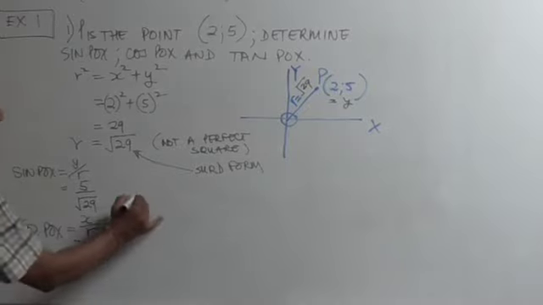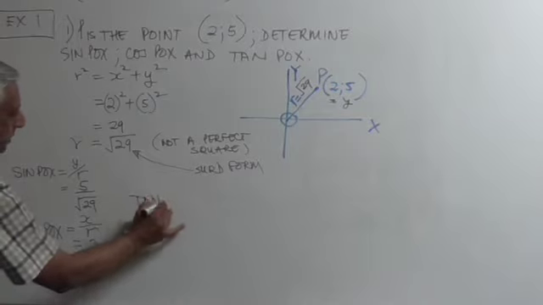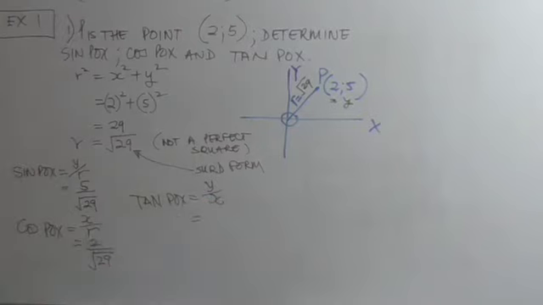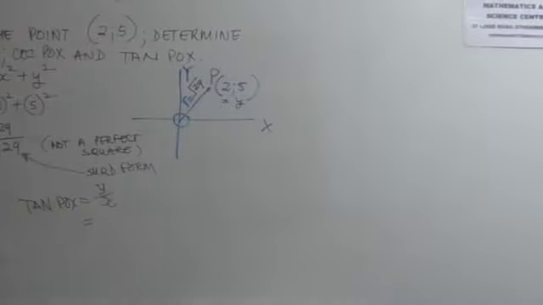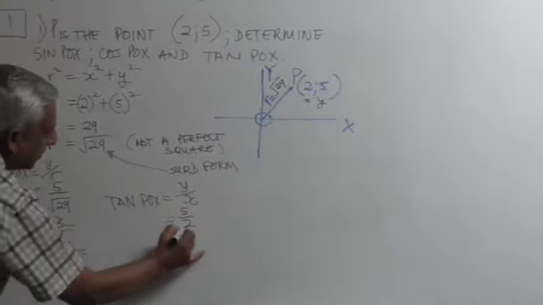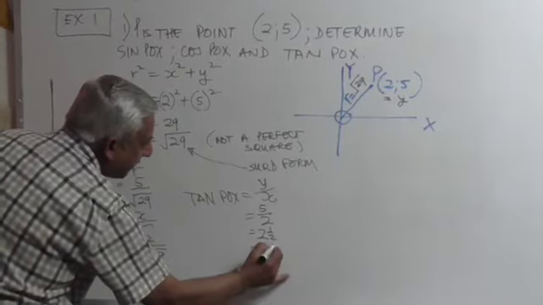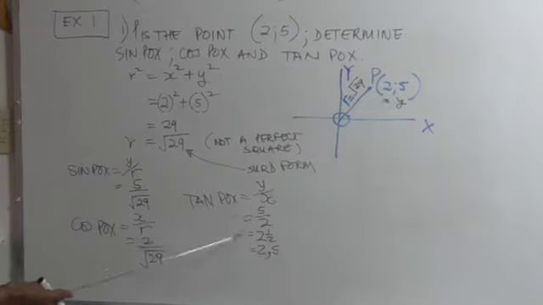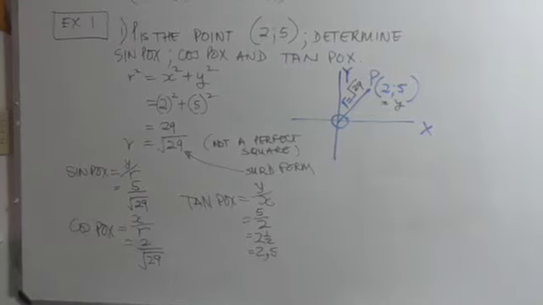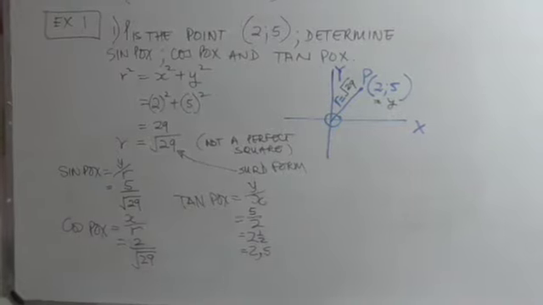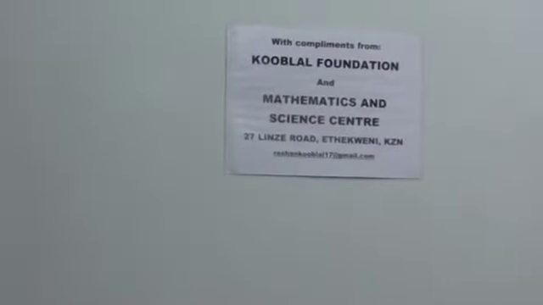And then you want tan POX, which is equal to y over x. Y is 5, x is 2. You could write this as 2.5, you could even write it as 2 and a half, it's fine. Alright, so that was number 1. We hope you got that right. Now we'll move on to number 2.